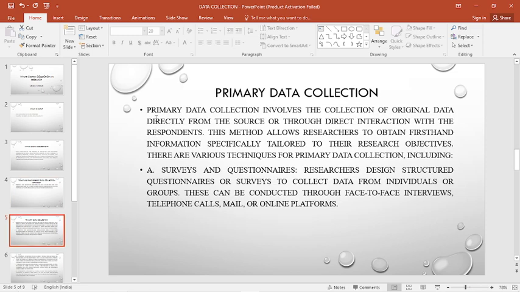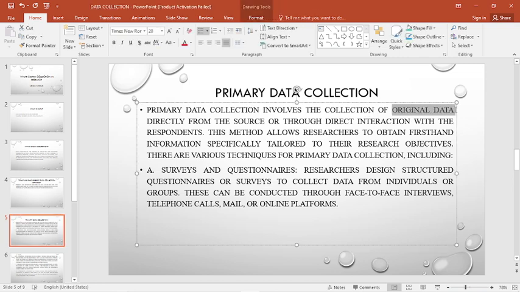First of all, primary data collection. Primary data collection involves the collection of original data directly from the source or through direct interaction with the respondents. So primary data means first hand data. First hand data means this data has not been published or announced in any other source or location. It is the first hand data that you collect on your own, directly from the source, meaning you go to that person or that location and collect the data, or through direct interaction with the respondents.